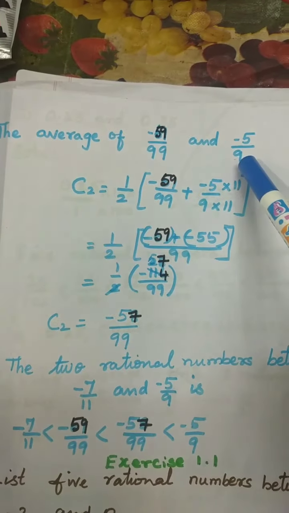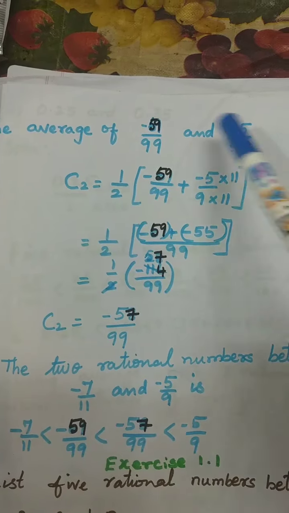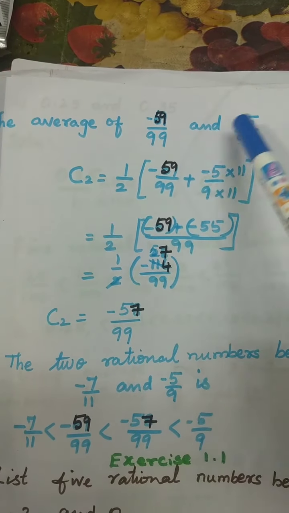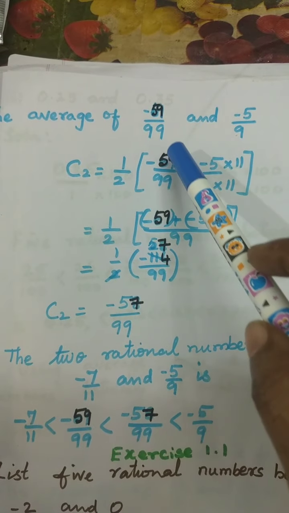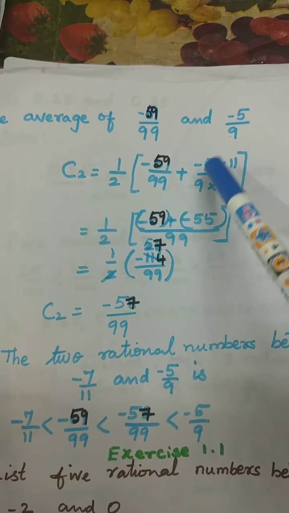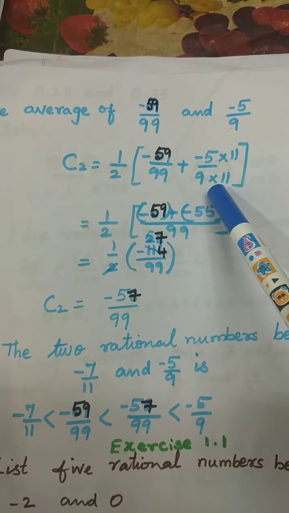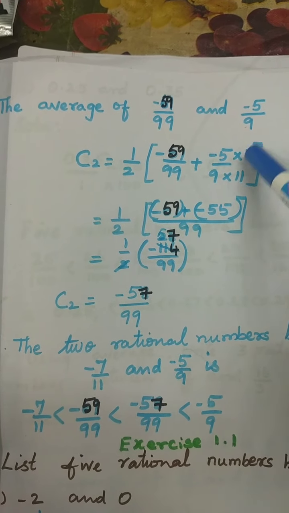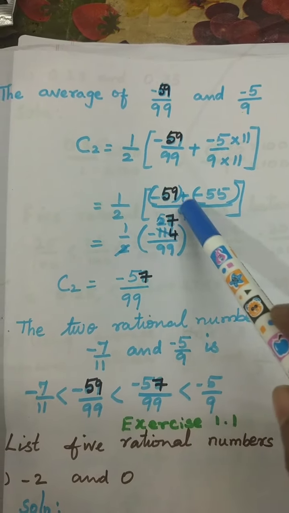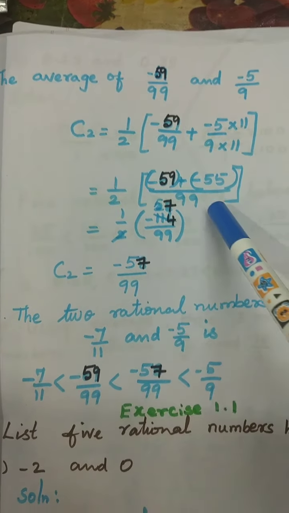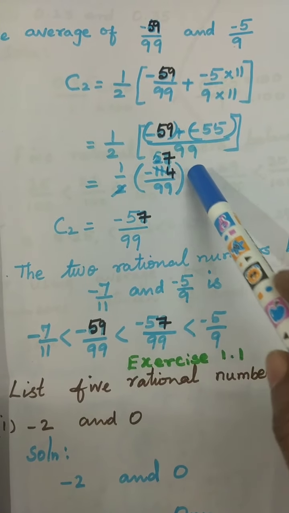You have to find C2, isn't it? So yes, we are going to find one more number between these two, minus 59 by 99 and minus 5 by 9. C2 is equal to 1 by 2 into minus 59 by 99 plus minus 5 by 9. You have to see the LCM for this because the denominators are different. So you have to multiply by 11. Minus 59 plus minus 55 by 99, 1 by 2 into. Now add these two, that is minus 114.